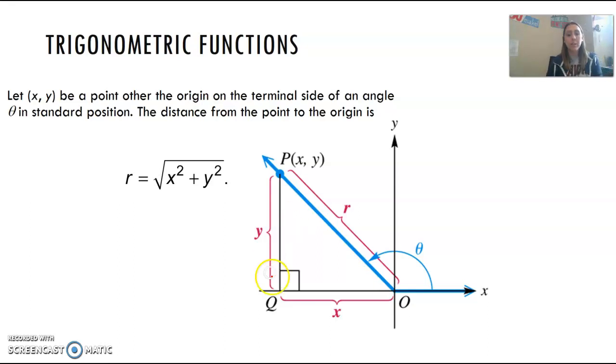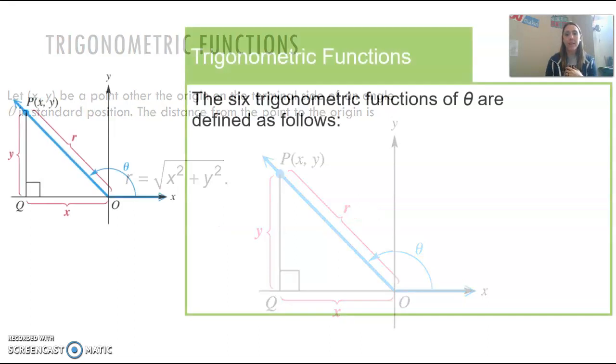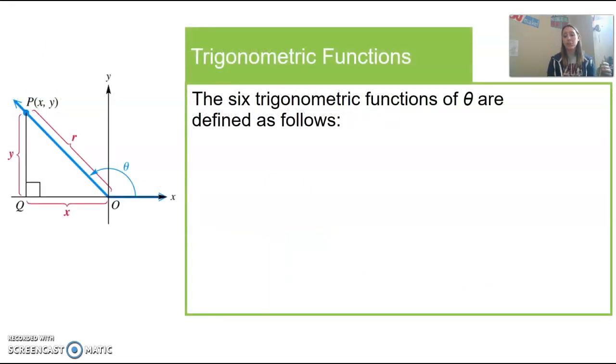We would say that this is equal to A, this would be equal to B, and then this would be equal to C. So instead of using A, B, and C, we are going to be using x, y, and r. They still behave the exact same way, except instead of having these arbitrary triangles that could be anywhere, we're going to have these triangles that are on the coordinate plane. All right. So moving on, we have our 6 trig functions.